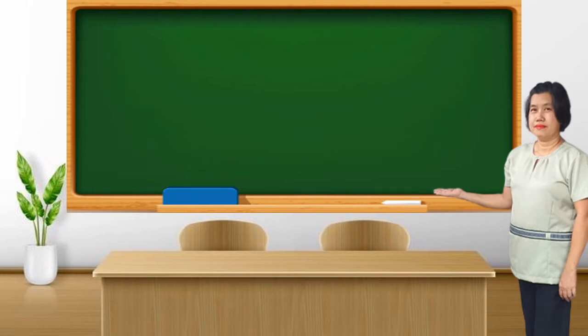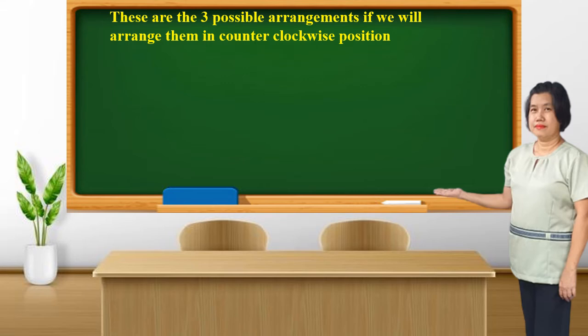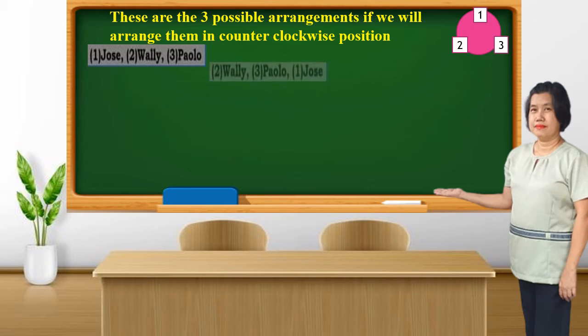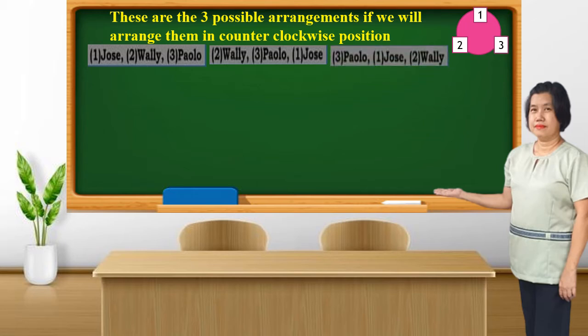Now let's have the possible arrangements when it comes to counterclockwise. These are the 3 possible arrangements if we will arrange them in counterclockwise position. This is the circular table of counterclockwise. The first arrangement is Jose, Wally, and then Paulo. The second arrangement, we will start at Wally, Paulo, and then Jose. The third arrangement will be Paulo, Jose, and Wally.